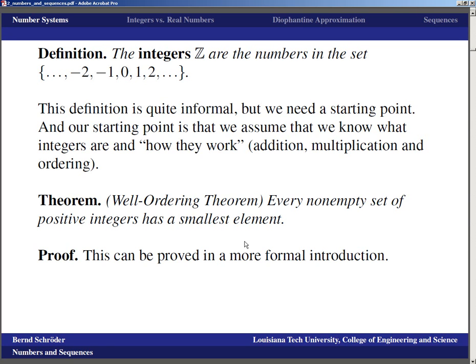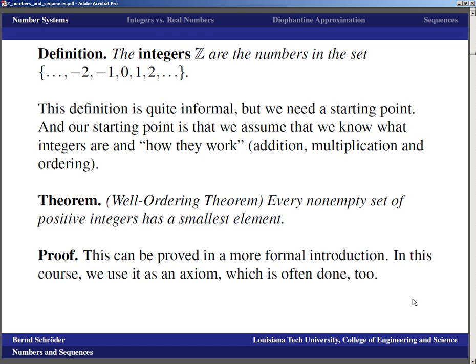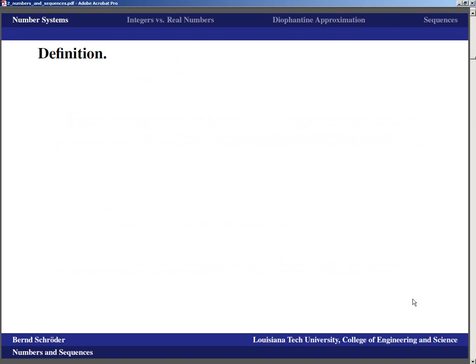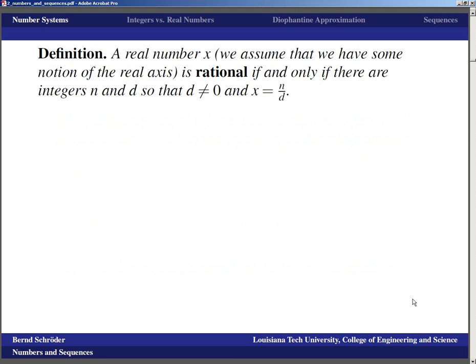So it is a bit surprising that in a more formal introduction, when you actually construct the integers in set theory, that this can actually be proved and actually has to be proved. But in this course, we will use this as an axiom, and the quick justification I gave is probably as good as it gets here, and it's fairly convincing. I mean, you've got finitely many possibilities, and one of them will be it. And using the well-ordering theorem as an axiom is also often done, so we are not losing anything here on the formal side. Okay, so the number system that we are most familiar with certainly are the real numbers.